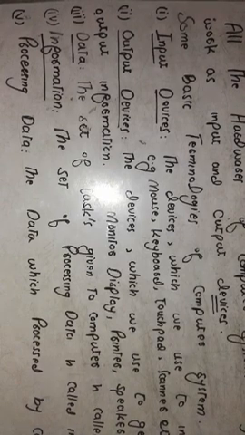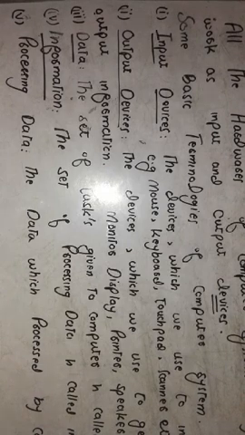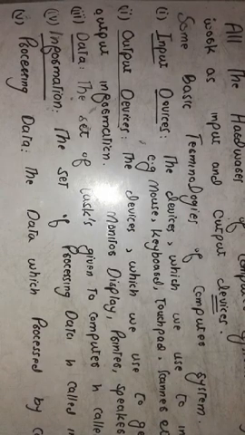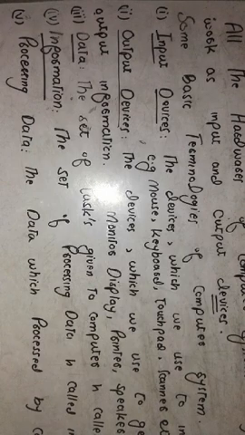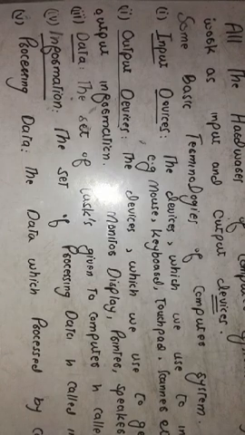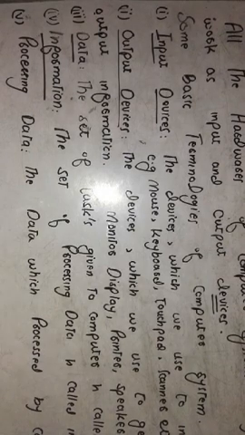So now a question which arises is: what type of device is used as input and output at a time? The device which is used as input and output at a time is called a touch screen. Touch screen is the only device which is used as an input device and output device at a time.